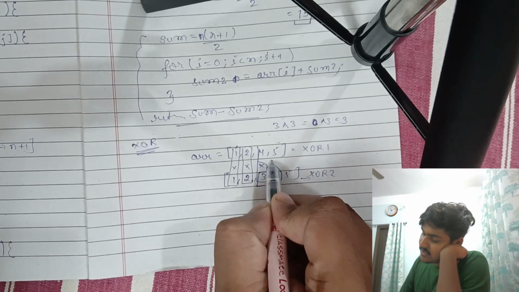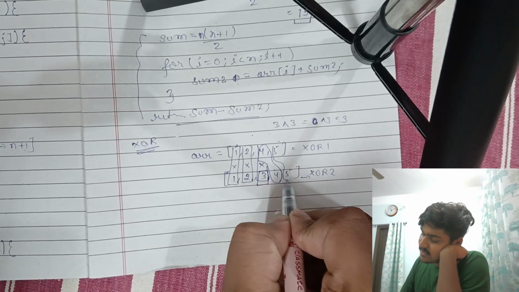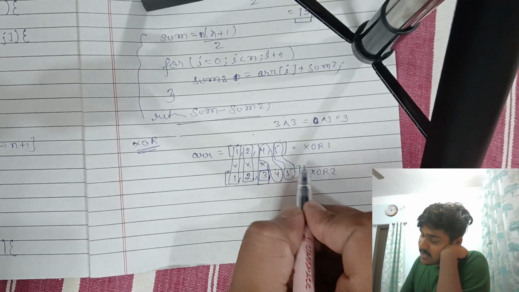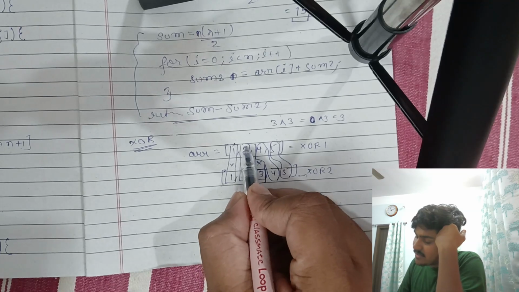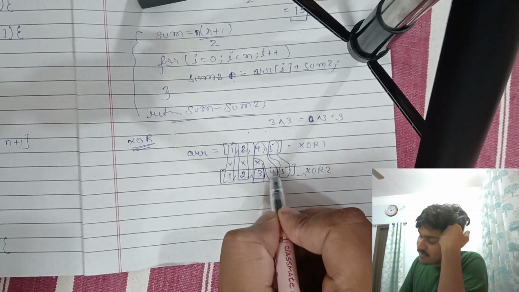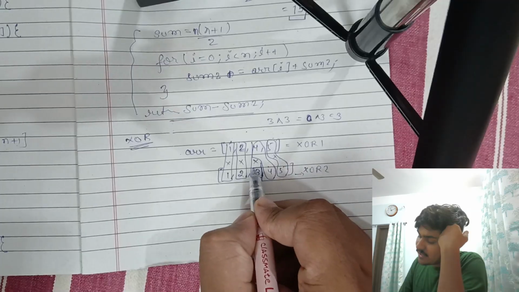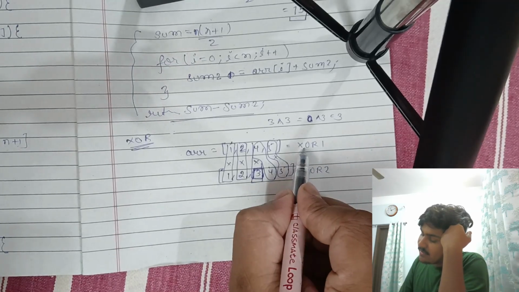And then if you XOR this element, this 4 cancels, and this will also be cancelled. After that, the same elements which are present in both of them will be cancelled, and only the unique element that is missing will be present over there.